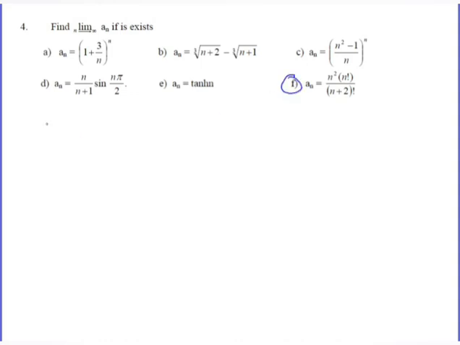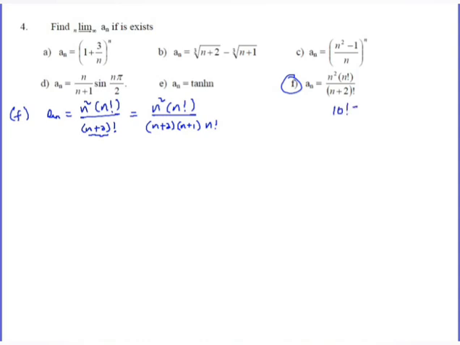The f part. In f the sequence an is n square times n factorial over n plus 2 factorial. We first need to simplify this. So this is n square times n factorial over n plus 2 factorial, which is n plus 2 times n plus 1 times n factorial. Let me remind you that 10 factorial means 10 times 9 times 8 and so on down to 1. So you can stop at 8 factorial if you want, by writing 10 times 9 times 8 factorial. It's the same.